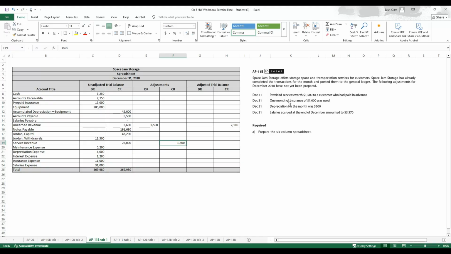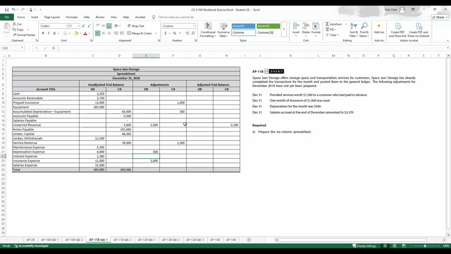Okay, let's say 1 month of insurance of $1,000 was used, so our prepaid insurance is going to go down by $1,000. A credit is going to reduce that, and we're going to get insurance expense for the other side of that entry. Depreciation for the month was $500. So we've got accumulated depreciation. Remember, that's a credit, contra asset. And then we're going to debit depreciation expense to record the expense part.